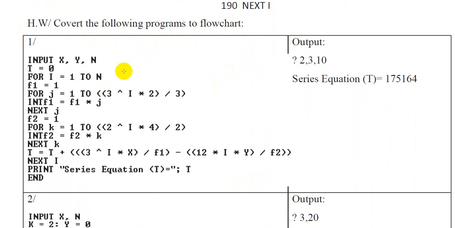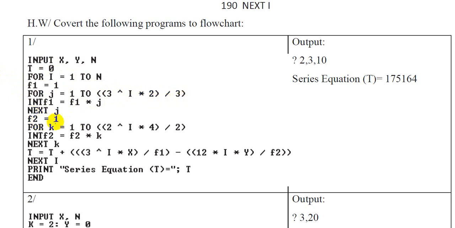As you can see, we're running here input X, Y, N for 3 values of X, Y, N. All 3 values are required to be evaluated by the following source code. T equals the indicated value, as you can see right here. For I equals 1 to N, F1 equals 1. For J equals 1, 2, 3, up to 1 by 2 to 3.